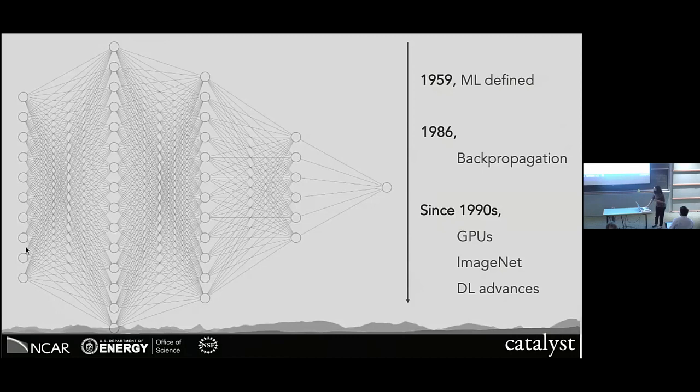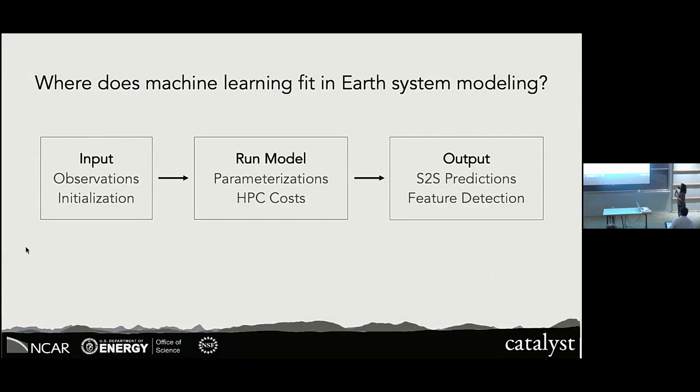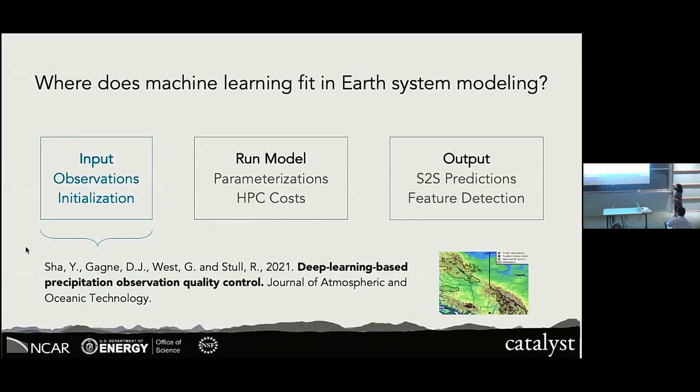My topic of focus is within the scope of Earth system prediction or Earth system modeling. This is spinning up a numerical model that has physical equations with some sort of initial conditions, and this goes into the future. We can fit machine learning in different steps of that process. We can use machine learning before we initialize this numerical model, for example to improve or quality control the initial conditions that we'll use to run that numerical model.